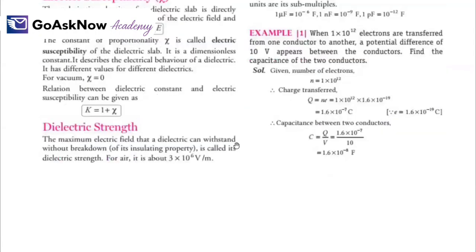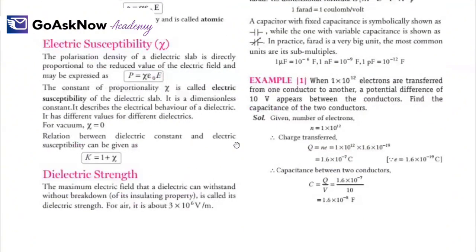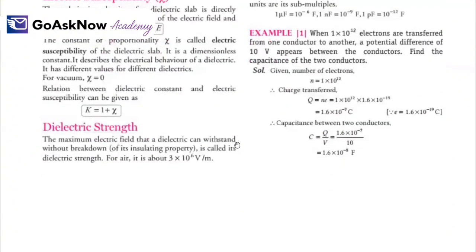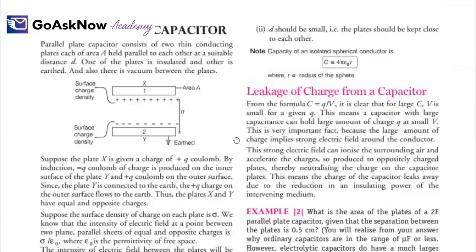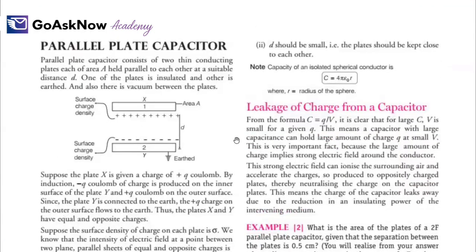Parallel plate capacitor. This is very important because in general applications you widely use this type of capacitor. A parallel plate capacitor consists of two thin conducting plates, each of area capital A, held parallel to each other at a suitable distance small d. One of the plates is insulated and the other is earthed.